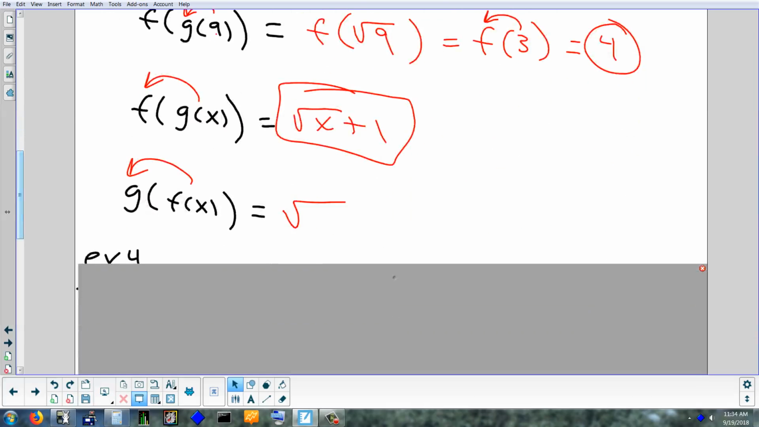Now, when I pronounce these answers, they sound the same, but they're not the same. If you think about them as a transformation, the top one is a shift up one. Whenever you add a number at the end, it goes up. If you add a number inside, it goes left. So one is a shift up, one is a shift left. Okay. Any questions on that?